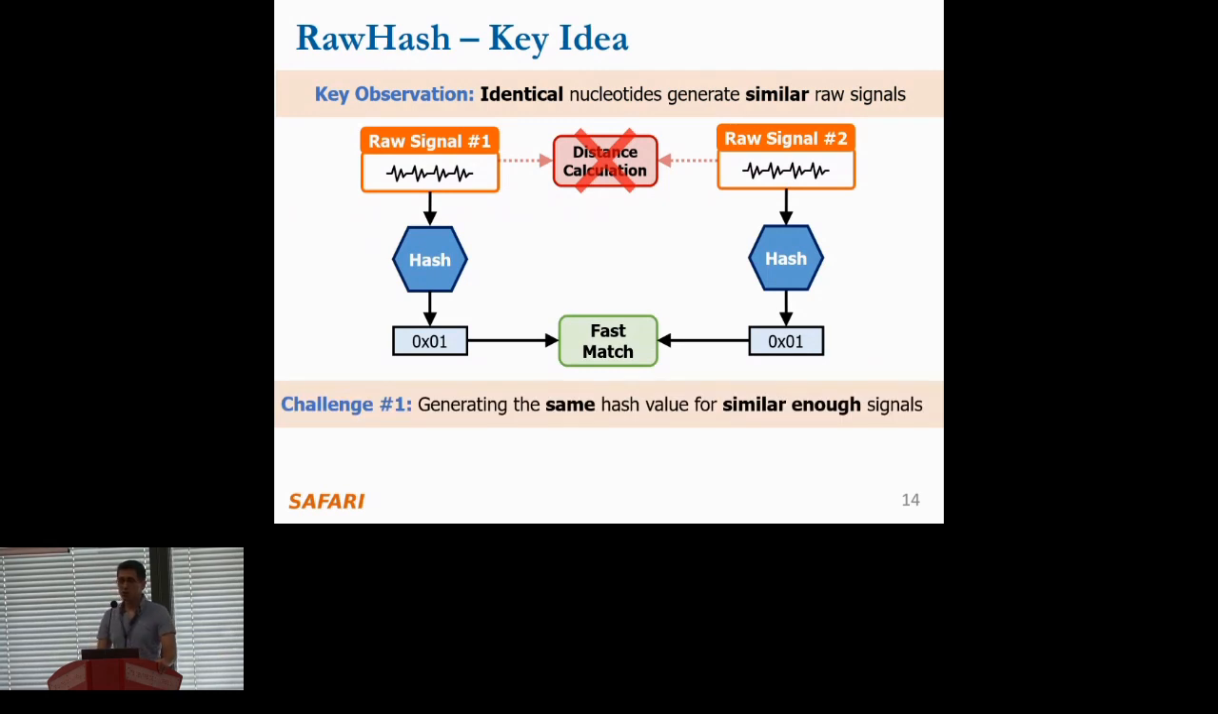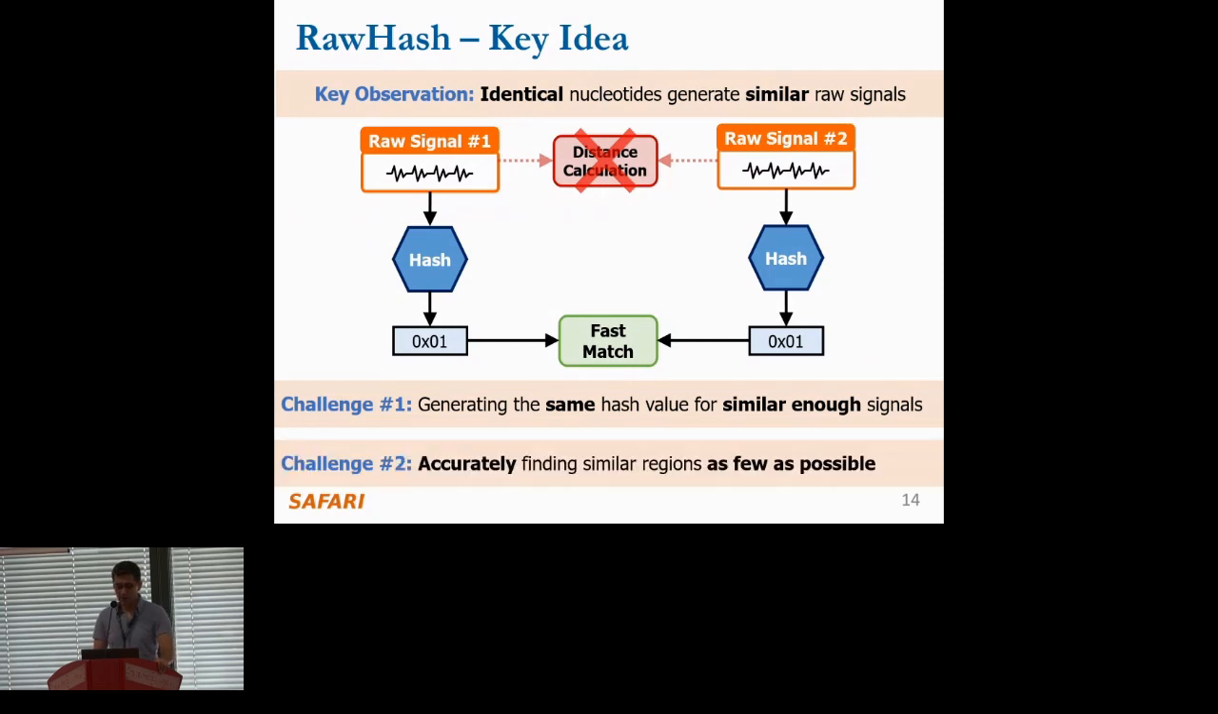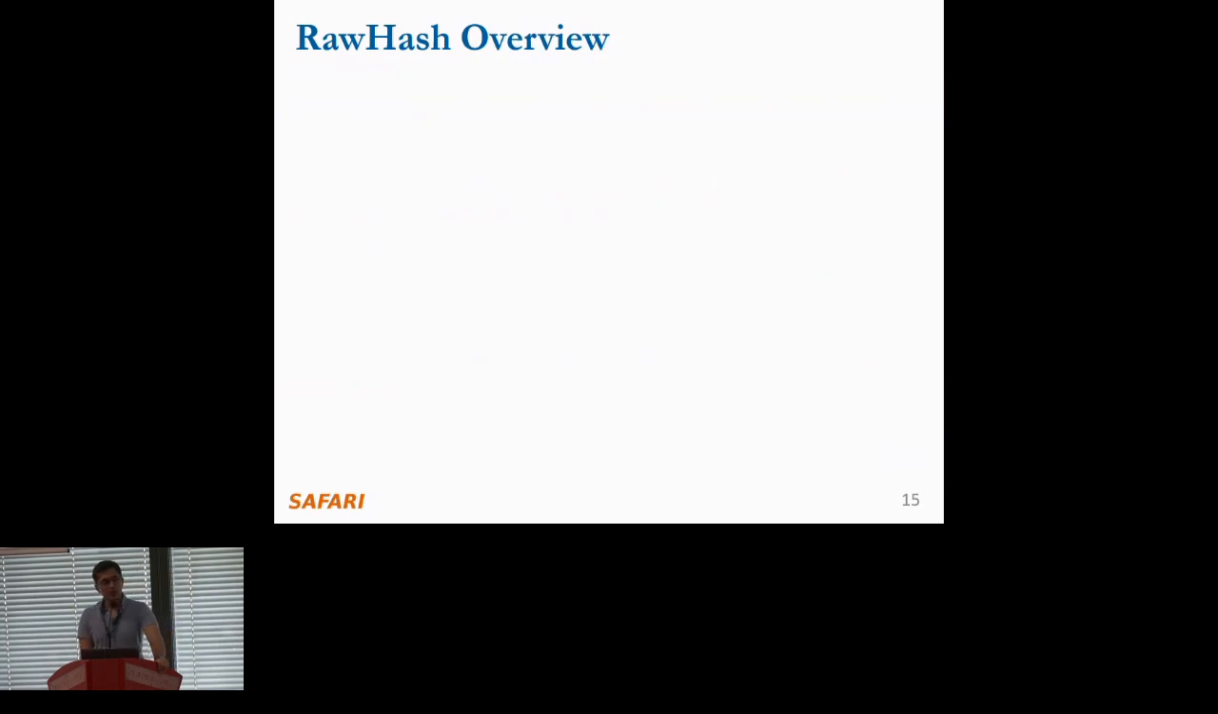First, to match the hash values to each other, we need to generate the same hash value from similar raw signals. Second, to facilitate quick similarity search, we need to find accurate, but also fewer, similar regions in a large space of reference genome. To solve these challenges, RawHash has 4 key steps in its mechanism.